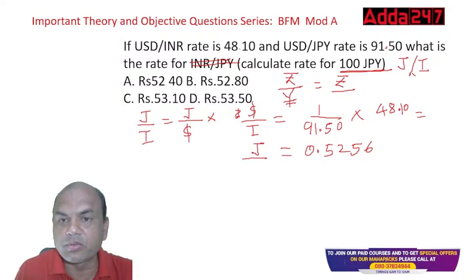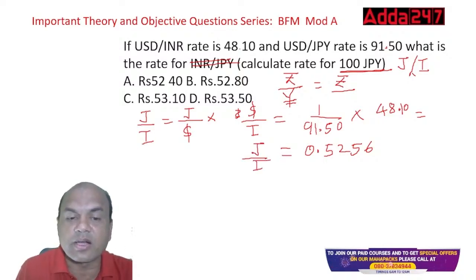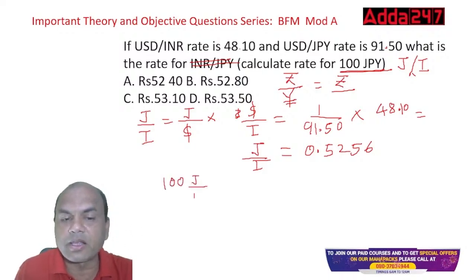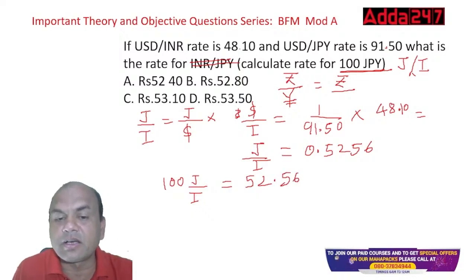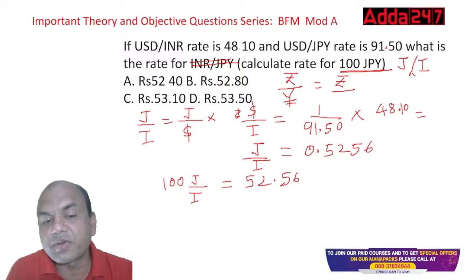1 JPY to INR. But what is asked over here? They've asked 100. So multiply this by 100. So 100 JPY to INR equals, multiply this by 100, 52.56. So this much is the answer. 100 JPY equals 52.56 rupees.